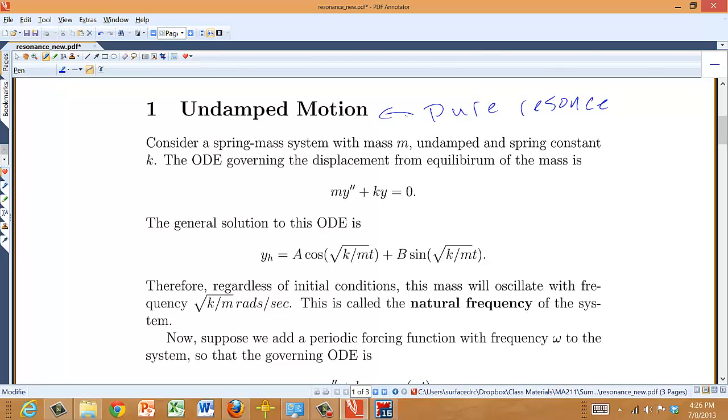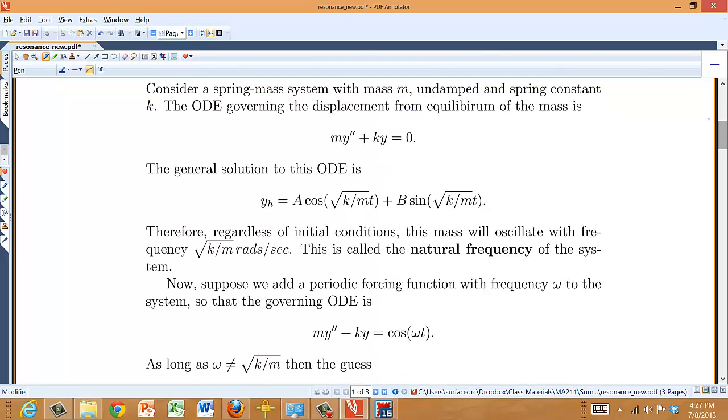Let's just think a little bit. So suppose I've got some mass spring system. It's got mass m, it has no damping, and it has a spring constant k. Then you have this ODE governing its displacement from equilibrium, and of course you've got some initial conditions that'll come into effect if you want a specific function and not just a general solution.